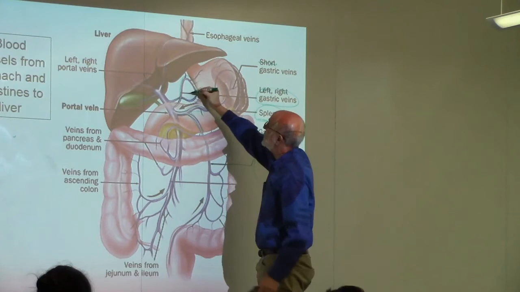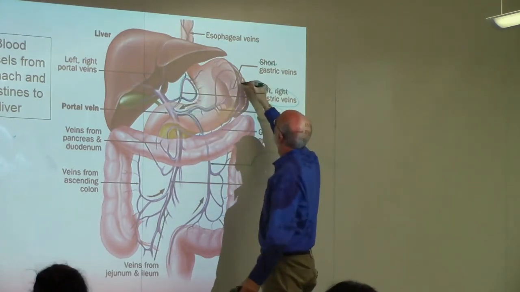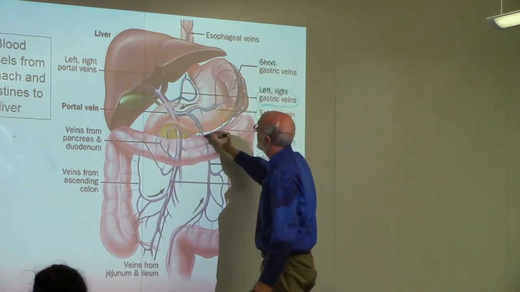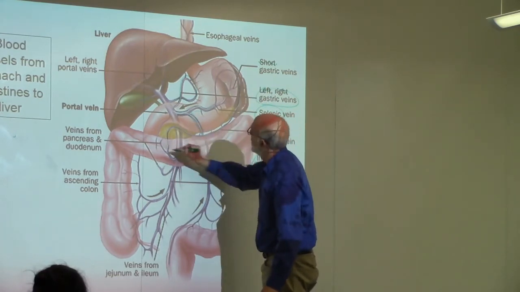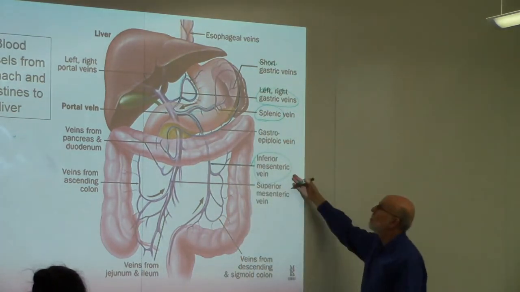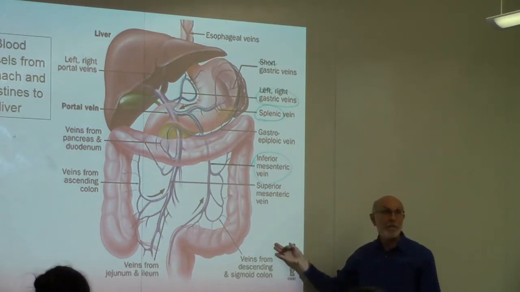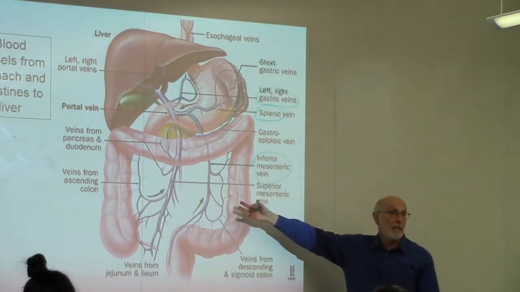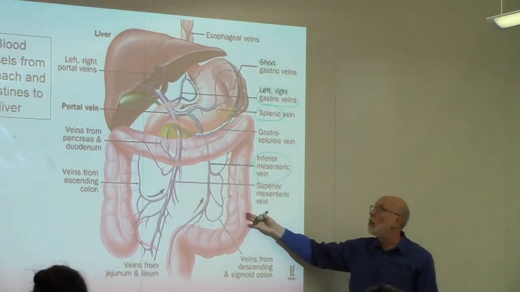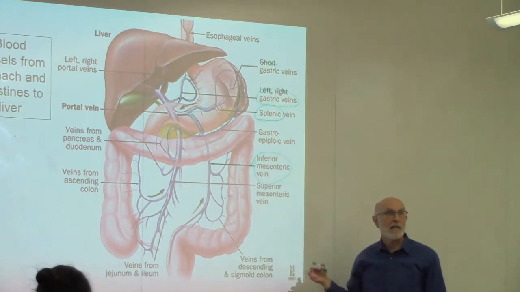This one, so the gastric vein drains the lesser curvature. The gastroepiploic vein drains the greater curvature of the stomach. The inferior mesenteric vein drains the left side of the intestines, both the large intestine and the small intestine. So it's only showing the large intestine, but that's not the only thing it drains. It drains the left side of the small intestine as well.